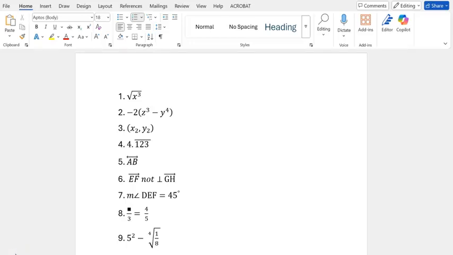Today we're talking with Jaws. We're going to tell him to be quiet. And we're going to be working on using the math editor in Word. So I have various problems on my worksheet. And the first one is the square root of x to the third power.